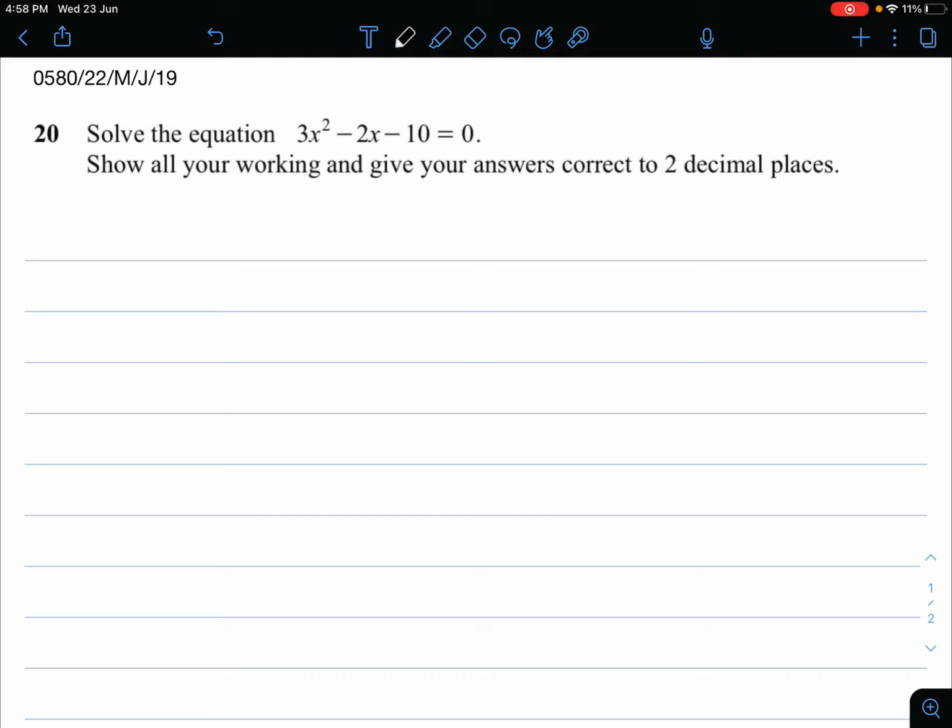Welcome to ANR Solver question 20. Solve the equation 3x² − 2x − 10 = 0. Show all your working and give your answer correct to 2 decimal places.